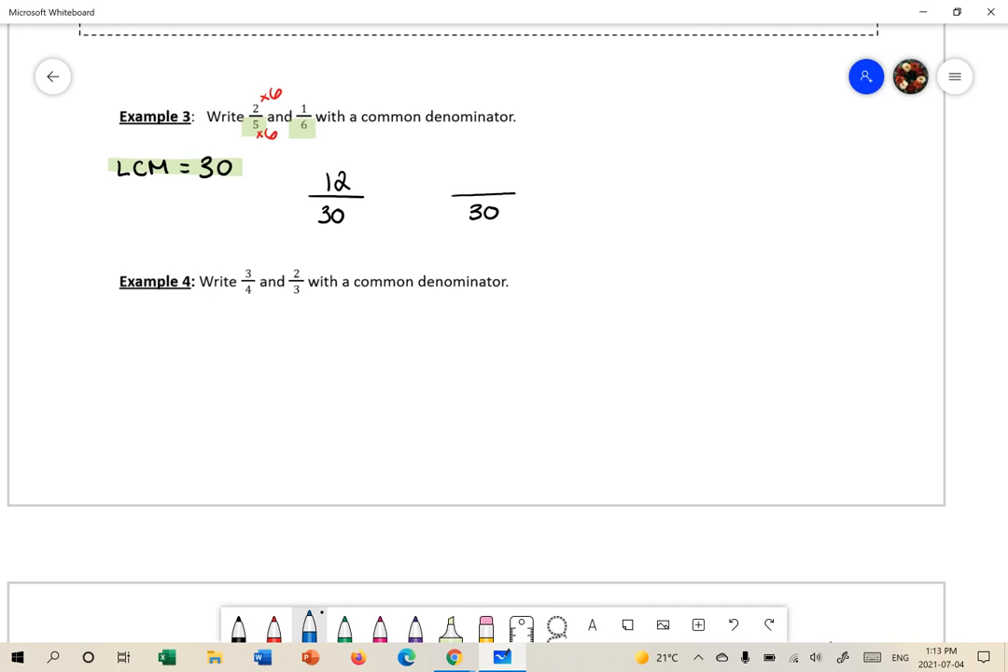And for my next fraction, I multiplied 6 by 5 in order to get the denominator of 30. So whatever I multiply my denominator by, I'm also going to multiply my numerator by. So 1 times 5 is 5. So 1 over 6 is equivalent to 5 over 30. And now I've written 2 over 5 and 1 over 6 with a common denominator of 30.